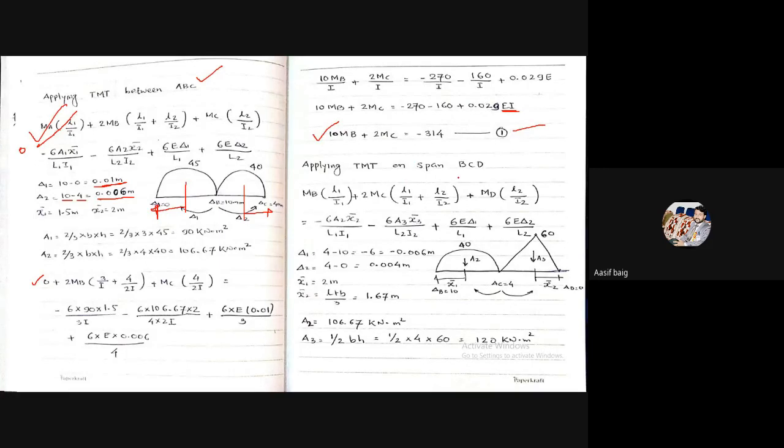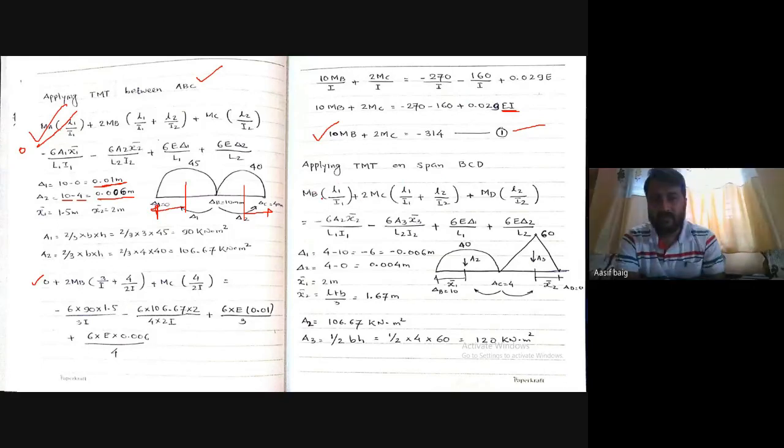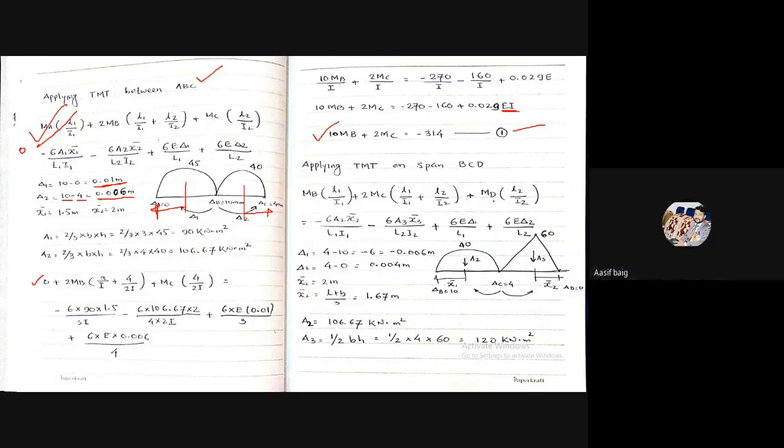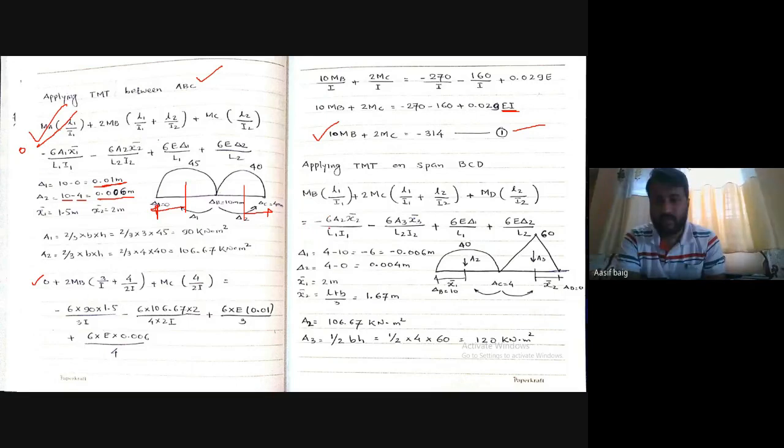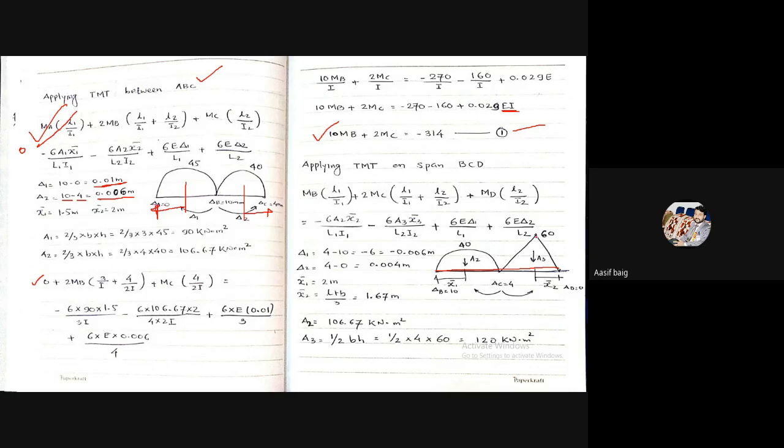Now applying the three moment theorem on span BCD, we will write the equation first. MB into L1 by I1 plus twice MC into L1 by I1 plus L2 by I2 plus MD into L2 by I2 is equal to minus 6 A2 X2 bar divided by L1 I1 minus 6 A3 X3 bar divided by L2 I2 plus 6 E del 1 by L1 plus 6 E del 2 by L2. So we will draw the bending moment diagram of span BCD. BC carries a UDL of magnitude 40 kilonewton per meter, and the CD span carries an eccentric point load, with bending moment 60 kilonewton meter.